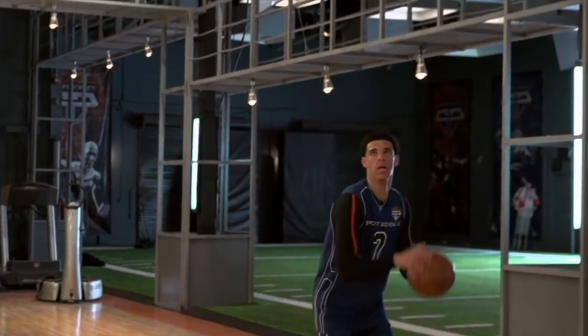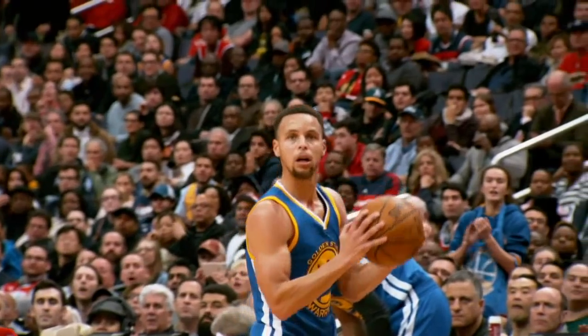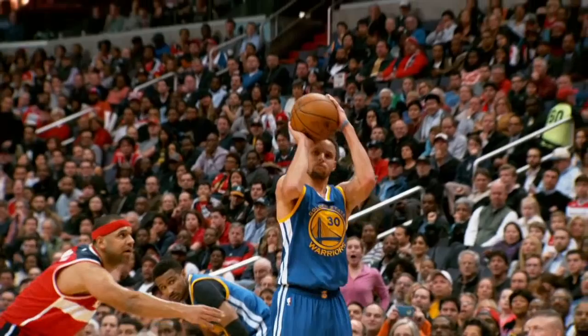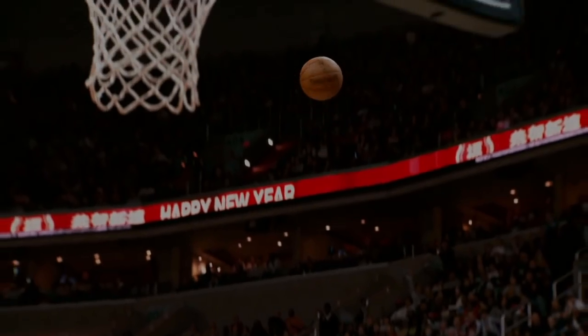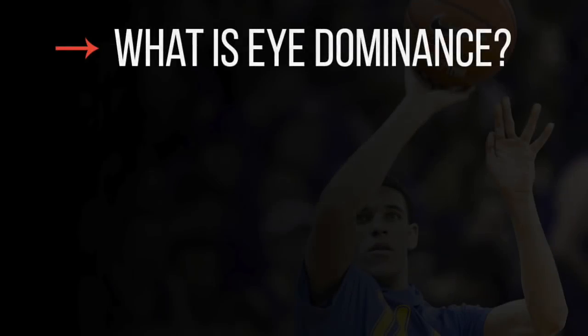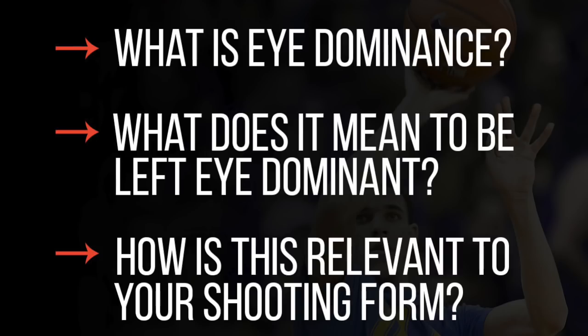So why does Lonzo bring the ball up to the left side of his face even though he's a right-handed shooter, whereas most right-handed shooters bring the ball up to their right side? Well, the most likely explanation is that he's a left-eye dominant shooter. So what is eye dominance, what does it mean to be left-eye dominant, and how is that relevant to your own shooting form?